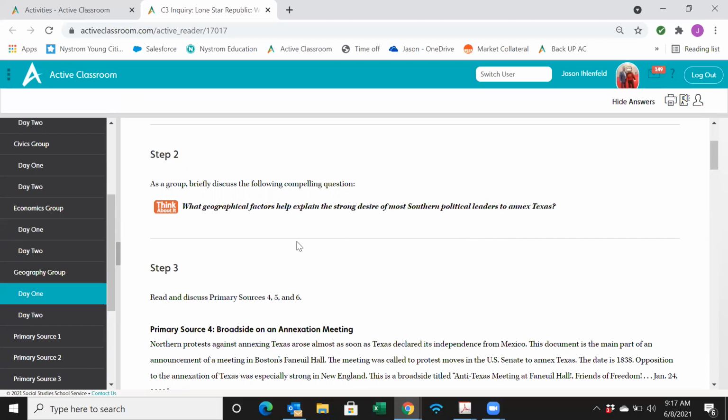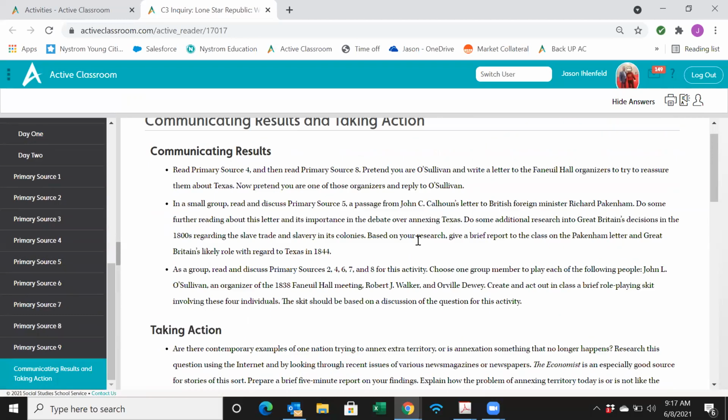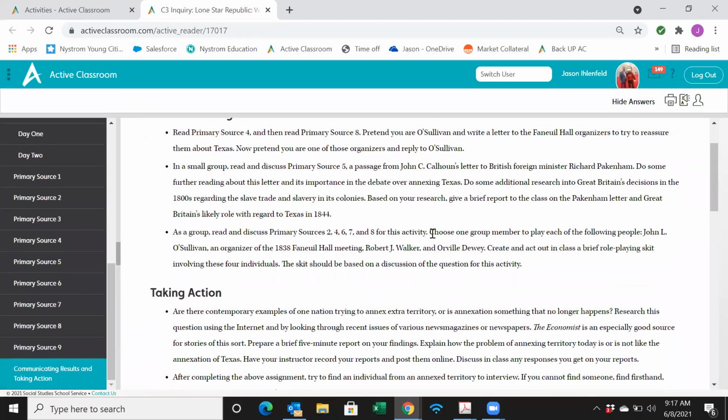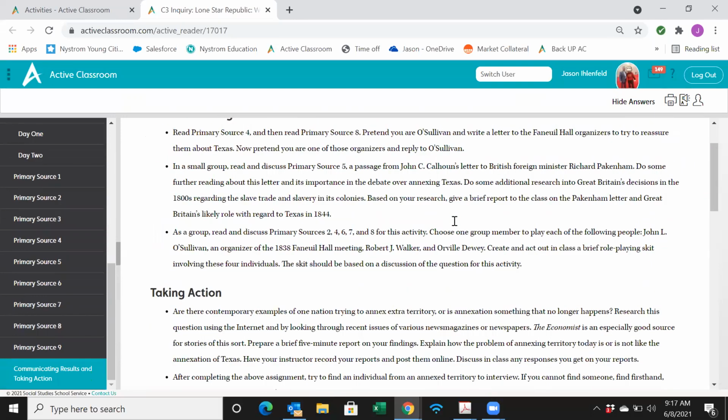So the kids all come back together, and when you have them all back in their original group, you're going to have the communicating results and taking action section, where the students then choose one of these to communicate back or to complete as their original group.